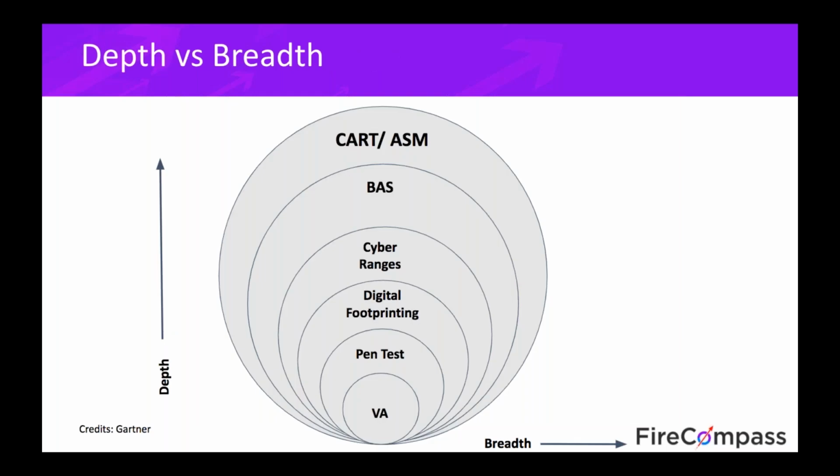And if you look at the depth versus breadth, if you do continuous automated red teaming, CART, and attack surface management together, then it combines the breadth and depth together, because ASM gives you the breadth of discovery of your digital attack surface, and red teaming also does the attack and gives you the depth. So CART plus ASM gives you the depth and breadth. You can also do the attack simulation using breach and attack simulation tools. That works more in the context of the internal network.